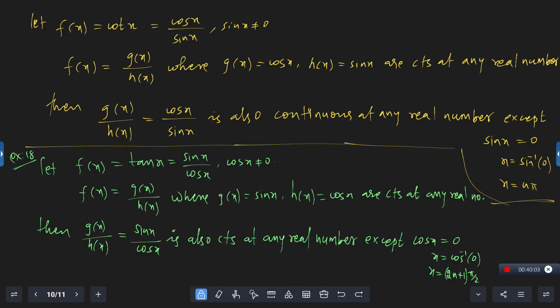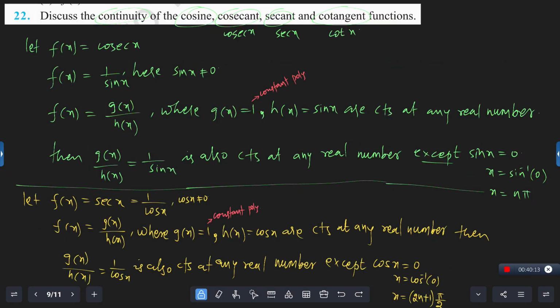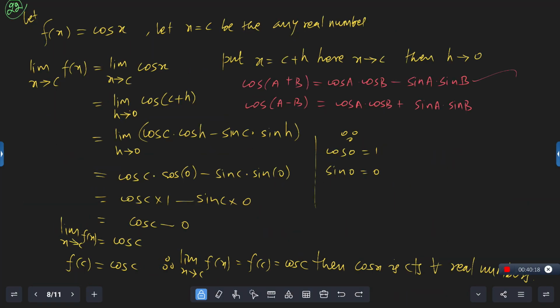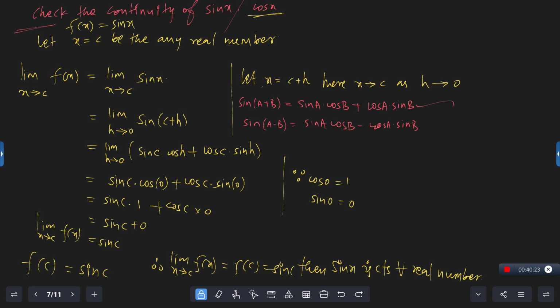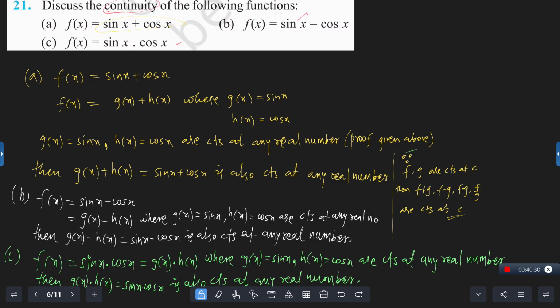So tan x we have seen is continuous, cot x also, and cosecant and secant we have seen. So totally 4 functions. For the other 2 functions, cos x and sine, I gave proper steps with the help of theorem number 1. With the help of theorem number 1, the addition, subtraction, multiplication, tan, cosecant, secant, cot, everything I have explained.